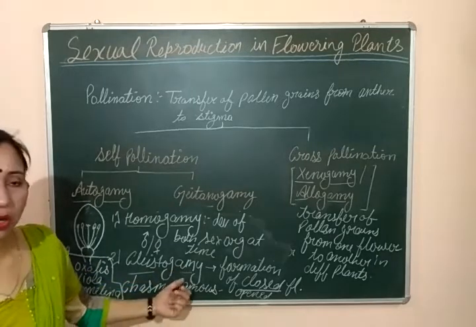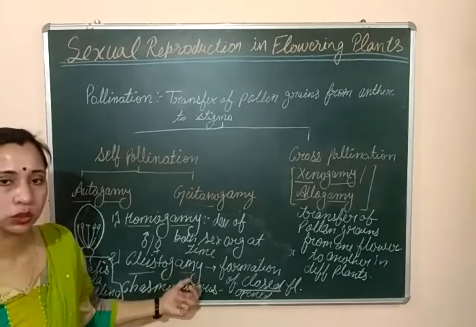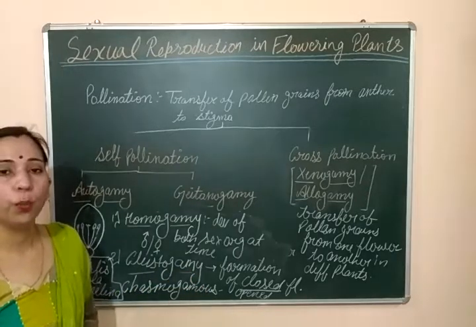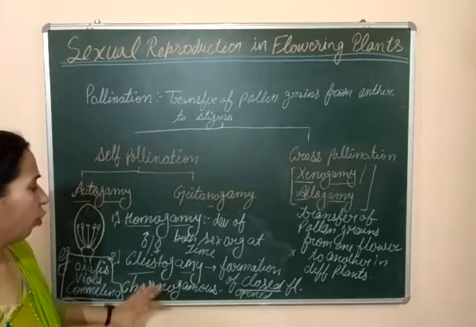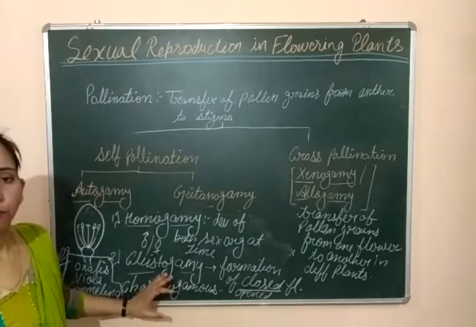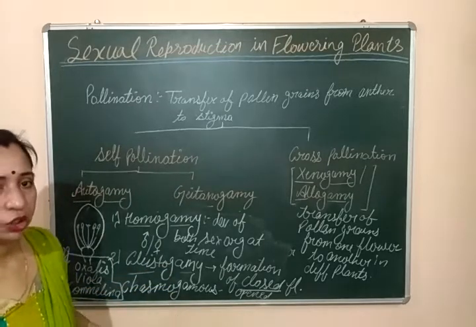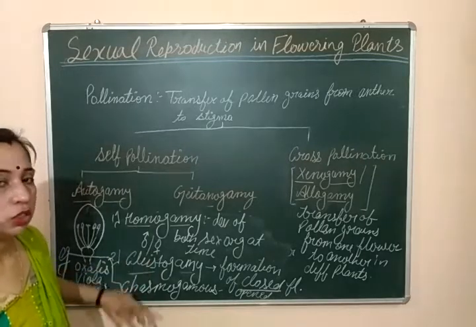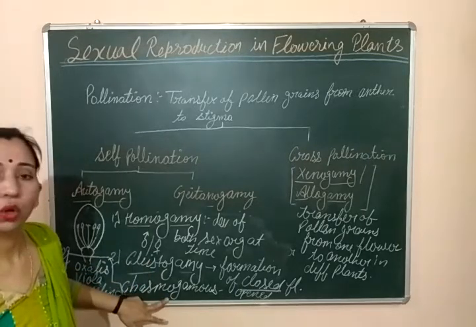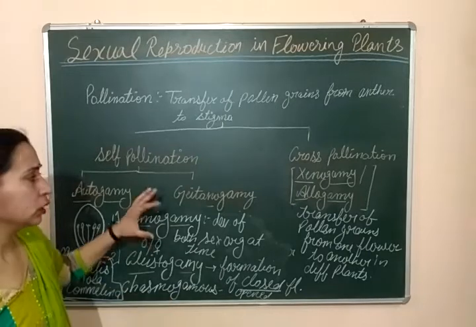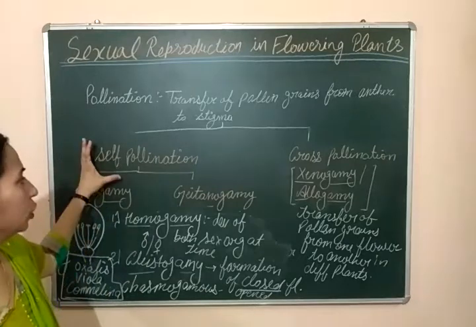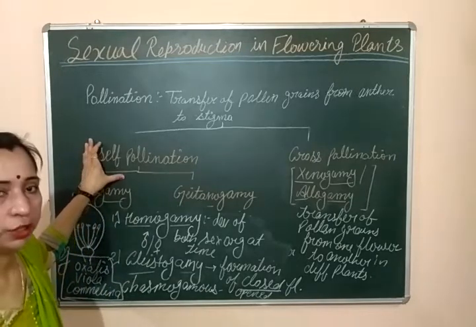Cleistogamous flowers remain in the closed condition, and chasmogamous flowers are the open flowers. Both types are formed for different types of pollination. Cleistogamous flowers support self-pollination and chasmogamous flowers support cross-pollination. These are some adaptations by which plants assure themselves of self-pollination.